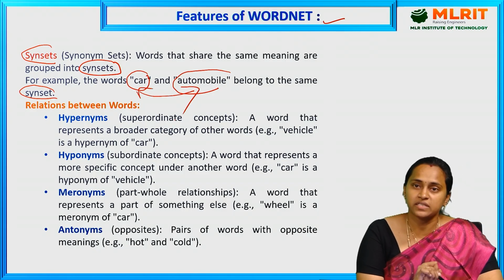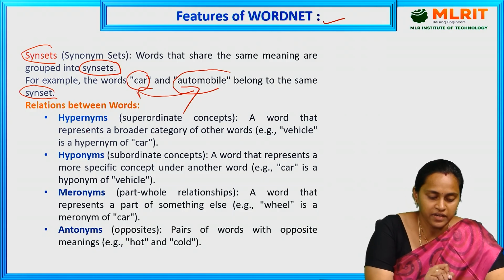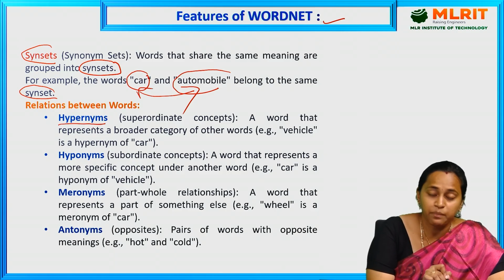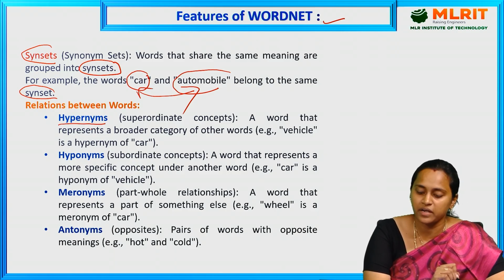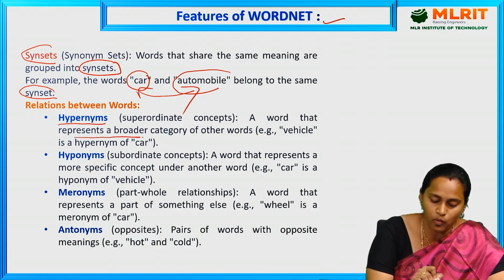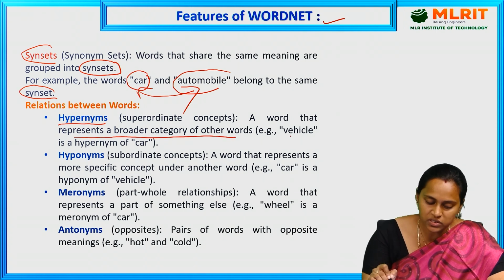It specifies the synset. Let's see the different types here. Hypernyms. What is the meaning of hypernym? A word that represents a broader category of the word. Suppose see the example here: vehicle comes into the car.